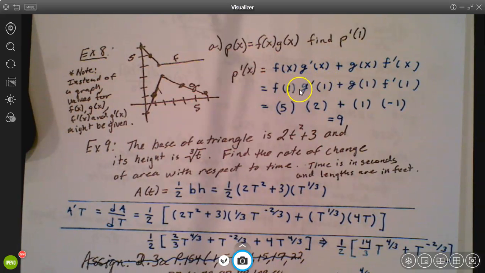So if I wanted to find f of 1, so right here's the f function, and where x equals 1, my y value is 5. And so that's where that comes from.